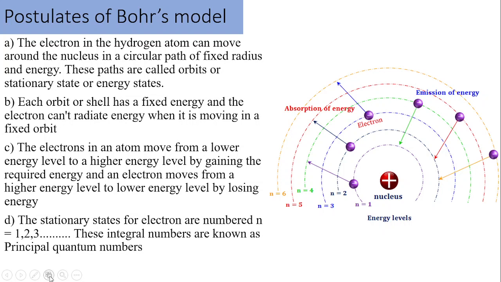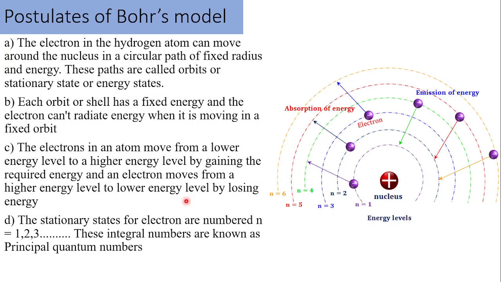So this electron, can you see here? This electron is moving from a lower energy orbit to a higher energy orbit. So therefore, it is absorbing a certain amount of energy. But this electron is coming from a higher energy orbit to a lower energy orbit. That means it is radiating some energy. That means emitting some energy.